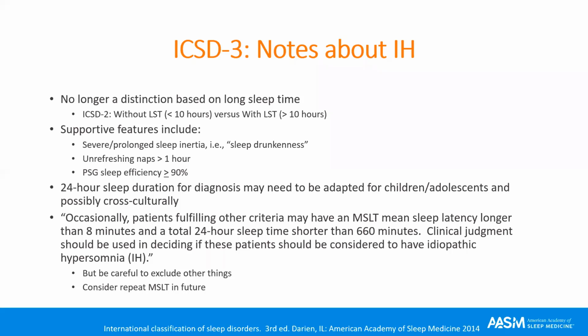People with idiopathic hypersomnia often have very, very great difficulty waking up. Sometimes this is referred to as sleep drunkenness because they are so impaired during the period of trying to wake up. People with idiopathic hypersomnia will often take naps that are more than an hour in duration, and they wake up feeling worse than when they went to sleep. And on a sleep study, you would expect to see a normal or high sleep efficiency, so 90% or above.